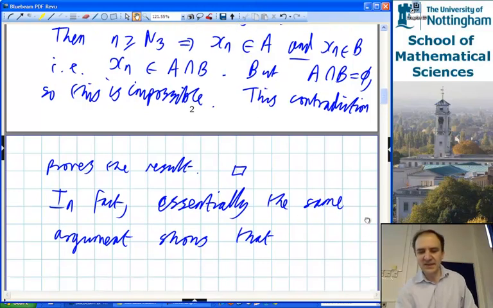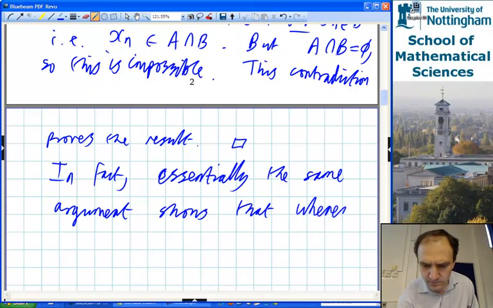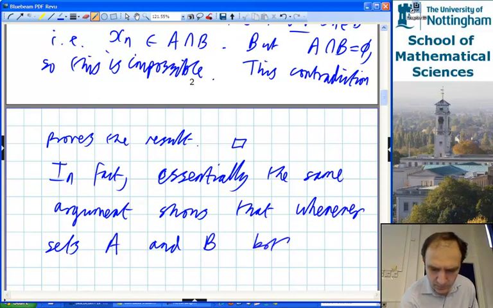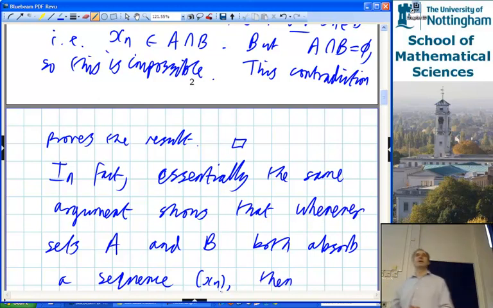So not in the same setting, but whenever two sets absorb the same sequence, so what have we really done? Suppose you've got two sets, A and B, and they both absorb the same sequence. What could you deduce? Based on the argument you just did.